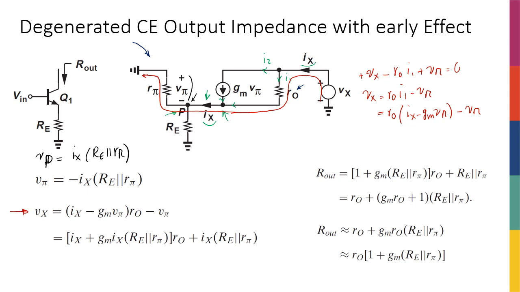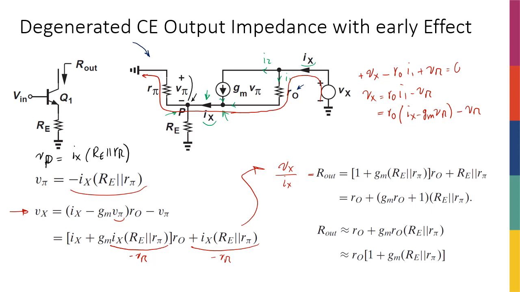And now I'm going to replace V pi with what I had here. So I get Ix plus GM, two minuses kind of cancel out each other, plus GM Ix times, so this is really negative V pi times R naught, and then again, this is negative V pi. And two negatives cancel each other, that's why I have a positive here, okay? Now, from here, I have everything based on Vx and Ix, so I can write R out. This is really Vx over Ix from the expression that I had from here, okay?